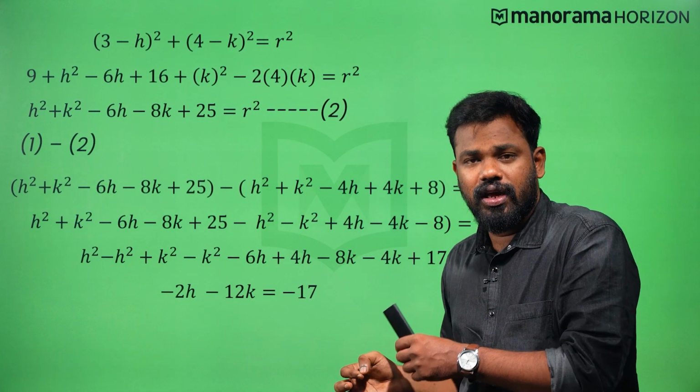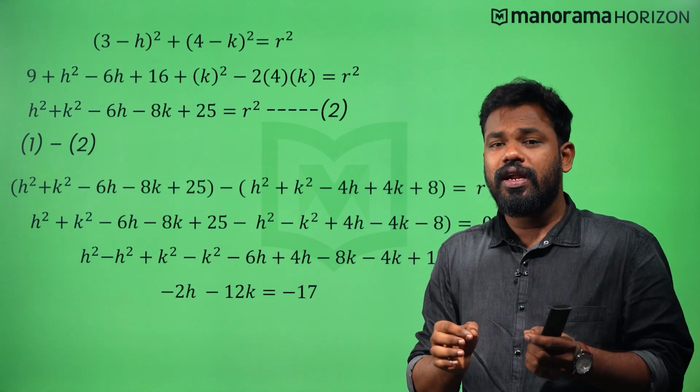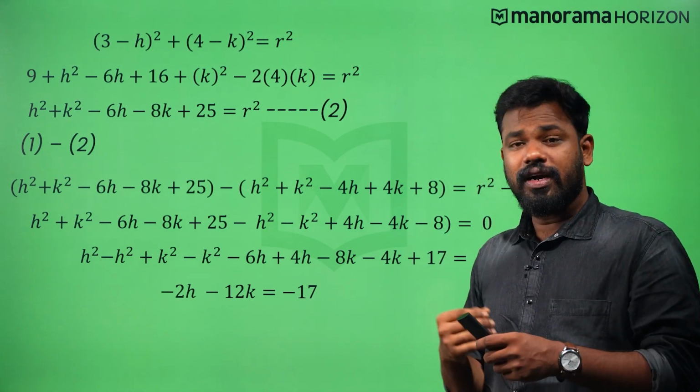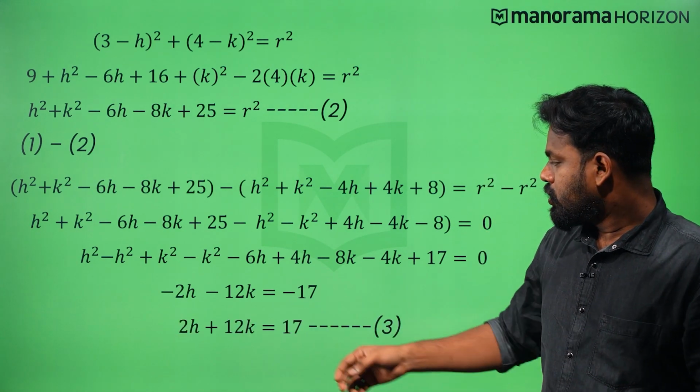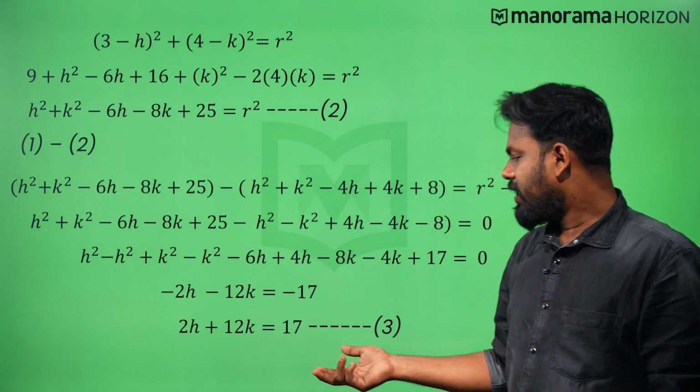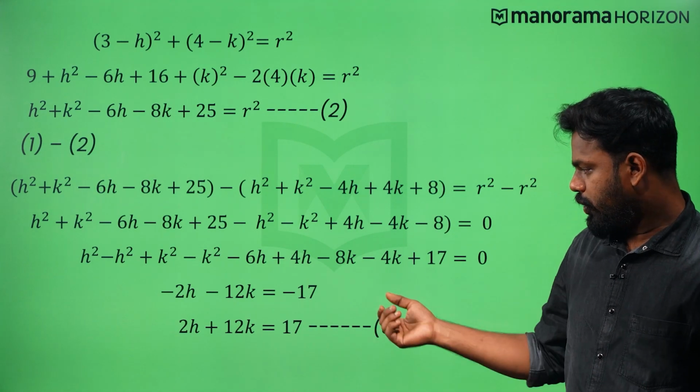This is not the equation of the circle. This is the equation you get in terms of h and k only. You are not getting the center also here. So 2h plus 12k is equal to 17 is the final third equation that I wrote here.